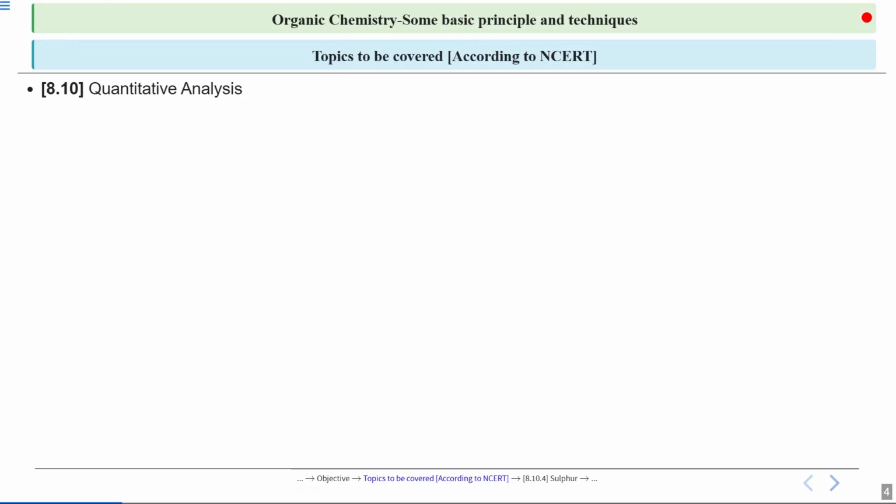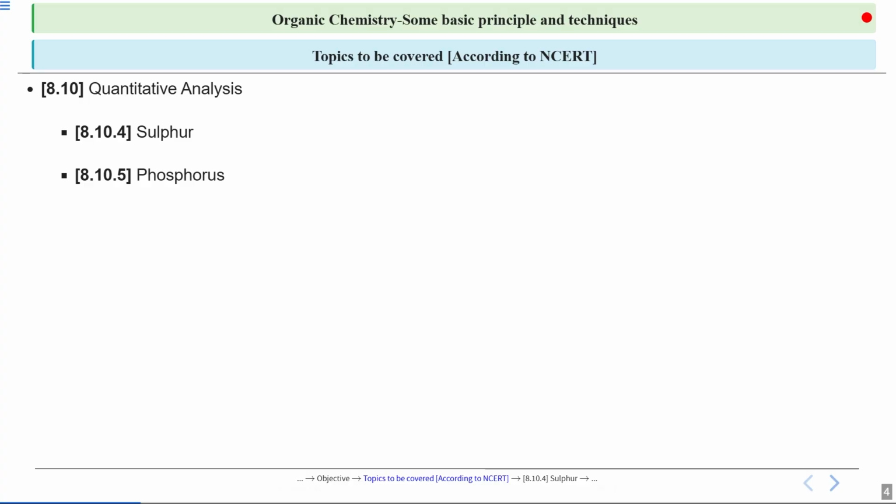If I talk about the specific sections of the NCERT, we would be covering 8.10, which is quantitative analysis, in which we will cover sulfur. So it is 8.10.4. We have covered carbon and hydrogen, nitrogen, and the halogens. Today's objective would be sulfur.